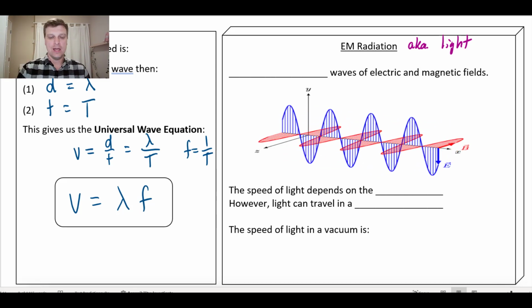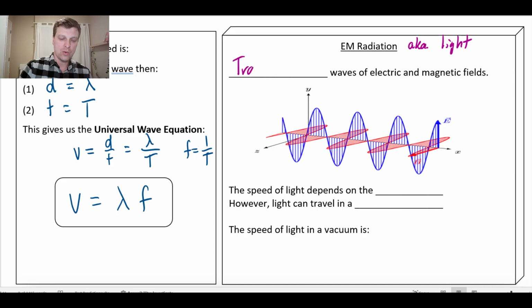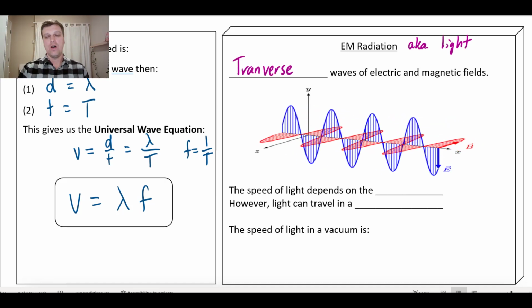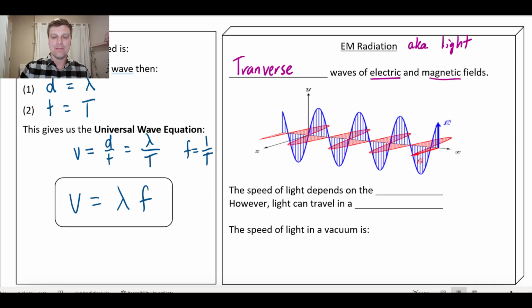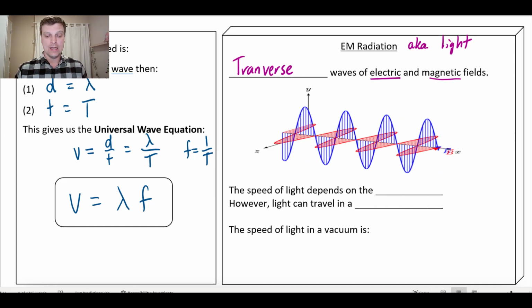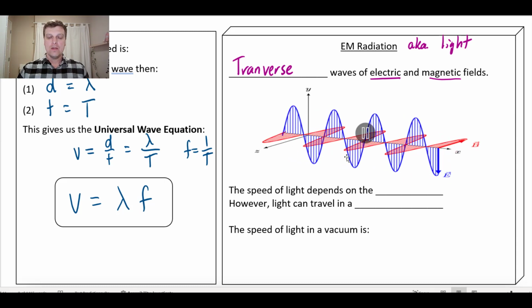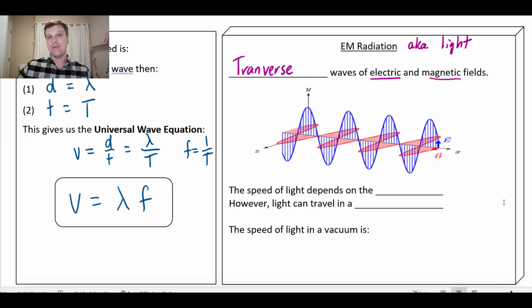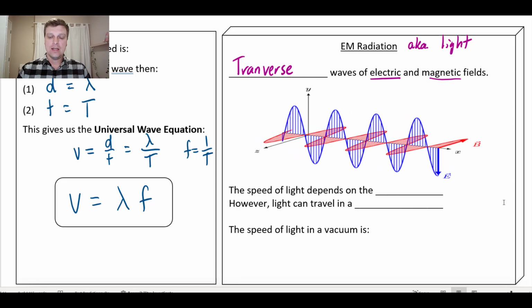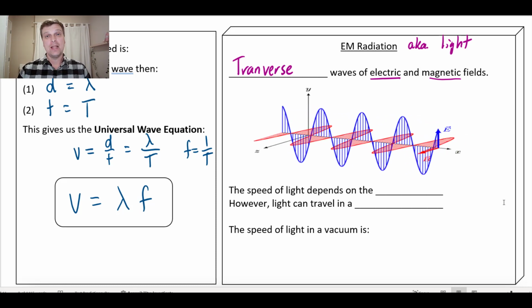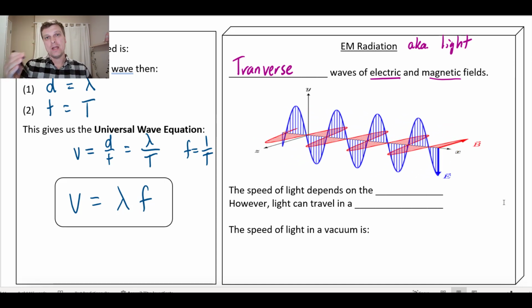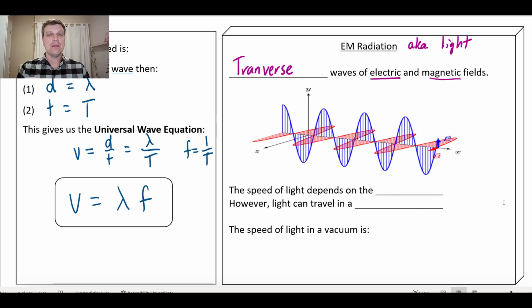EM radiation travels, or we can think of it traveling, as transverse waves of oscillating electric and magnetic fields. That's kind of a weird idea, but you can see from this example here. As my wave of light travels, it is an oscillating electric field that you can see here in blue, oscillating in one plane, and then perpendicular to that I've got an oscillating magnetic field.